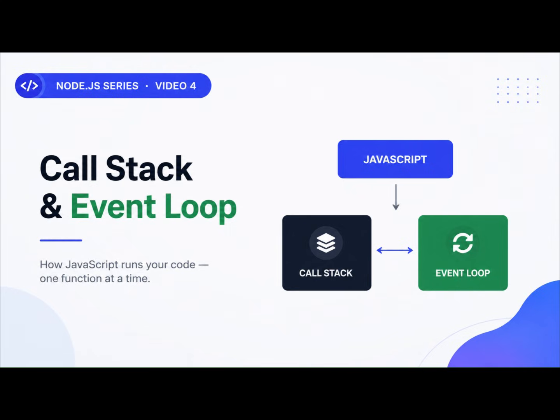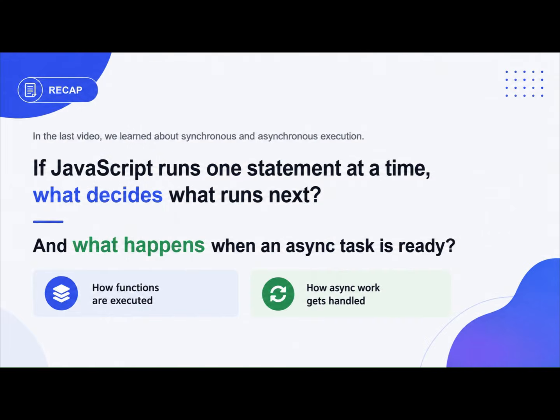In our previous video, we learned about synchronous and asynchronous execution. And at the end of that video, we were left with a few important questions. If JavaScript executes our code one statement at a time, how is it able to handle asynchronous operations? How does JavaScript know what it needs to execute right now? And what happens when an asynchronous operation becomes ready? To answer that, we need to understand two very important concepts: the call stack and the event loop.